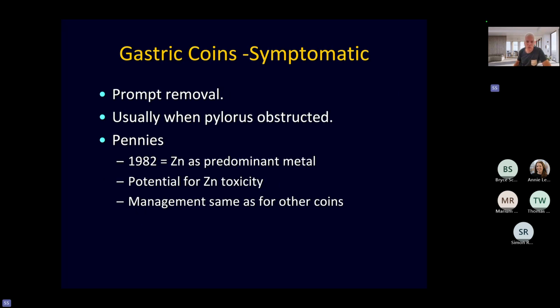So gastric coins that are symptomatic need prompt removal. They're usually symptomatic because the pylorus becomes obstructed. People talk about pennies, which until 1982, zinc was the predominant metal. Thus, it was told that there was a potential for zinc toxicity. No one has ever seen zinc toxicity with these old pennies, which are not in circulation anymore, so it's a non-issue.